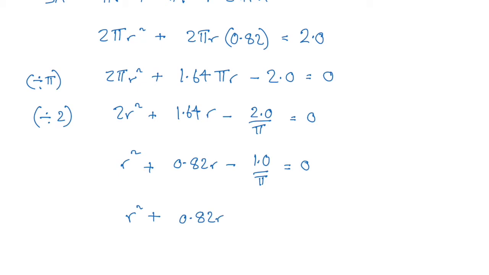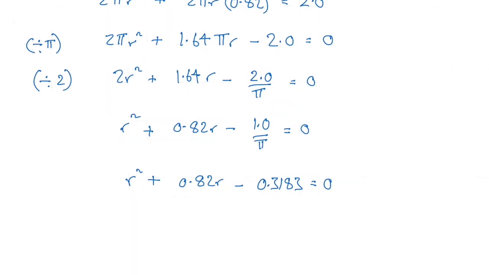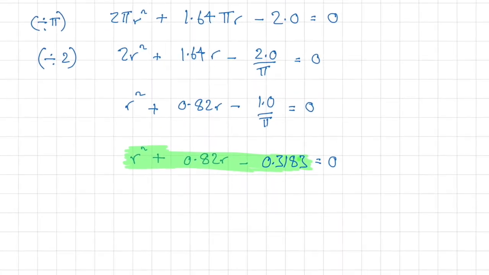or just put it down in numerical terms, r squared plus 0.82r minus 0.3183 equals 0. Now the equation here is in the form of a quadratic. We can identify the values for a, b and c, and you then use the quadratic formula to solve for a solution for the value of r in this case.